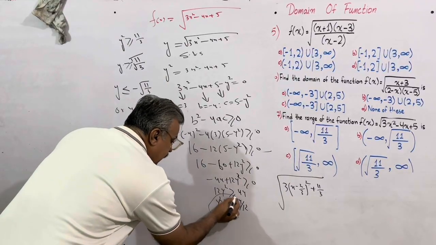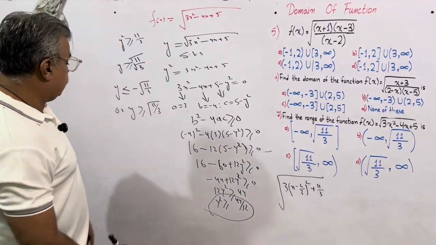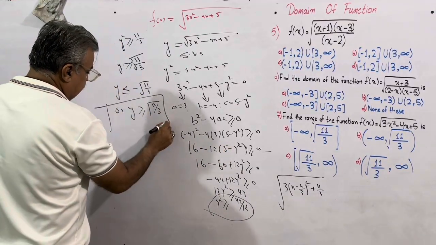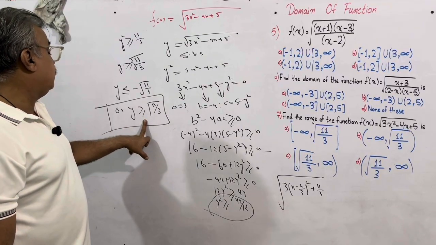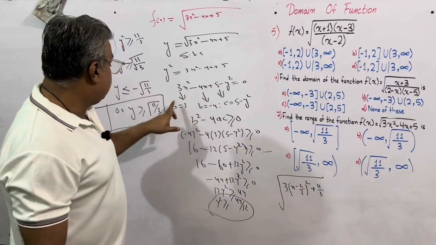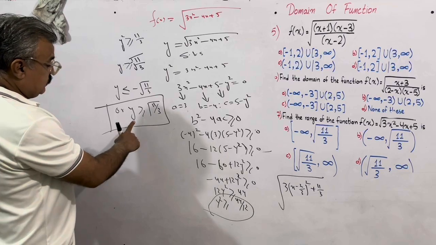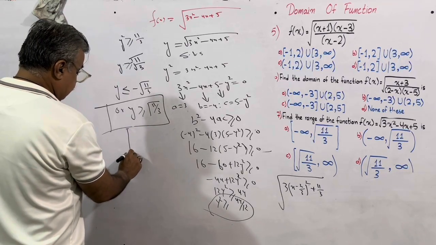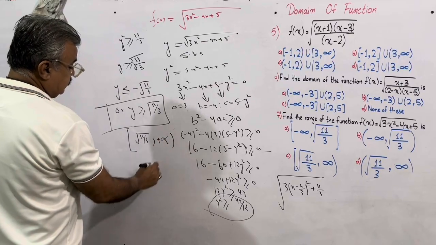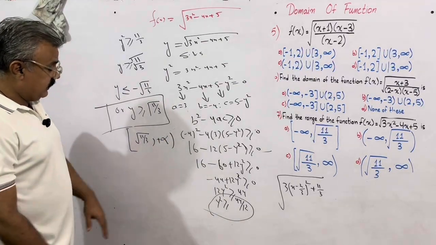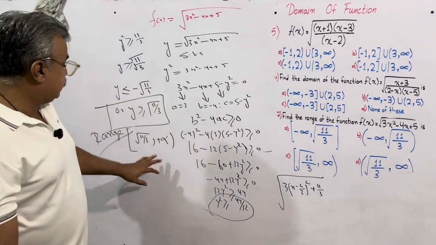For this to be valid, we are interested in positive values, so it is our safe side. Y greater than or equal to under root 11 over 3 gives us x real. So this is our range: from square root of 11 over 3 towards the right hand side. This is the range of this function.